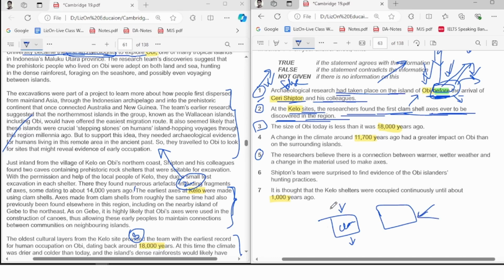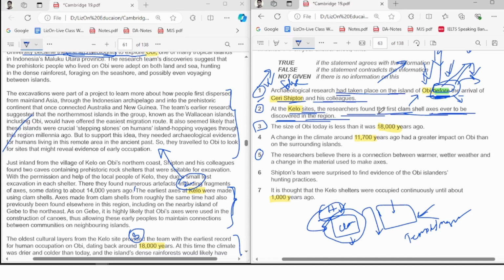Someone said the first clamshell was found here, and someone said no, there is a temple out there, there is a mosque out there, the first clamshells were actually found there, right? That means this is false. But if you find the info that the first clamshell was found here, first ever, it means there was no clamshell found anywhere else before this one.